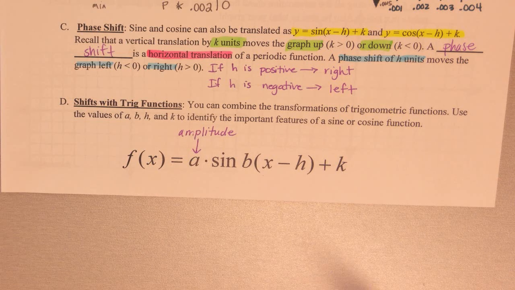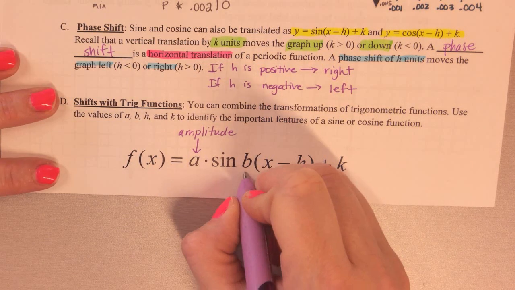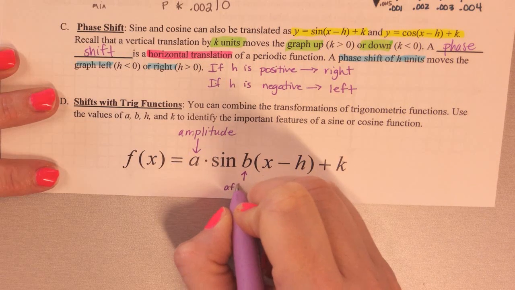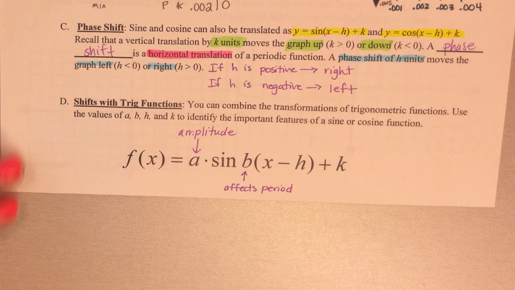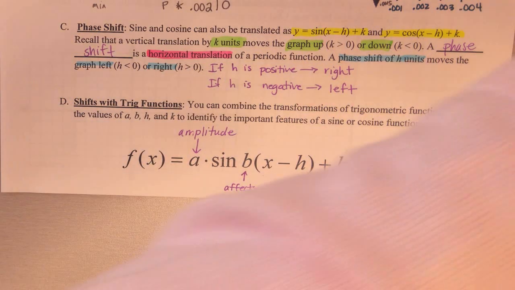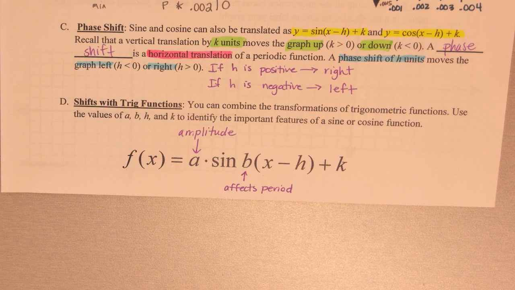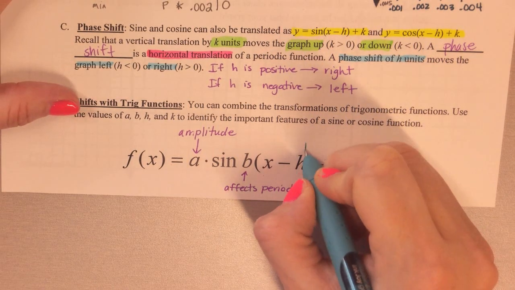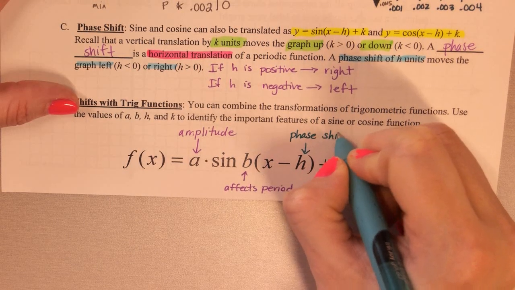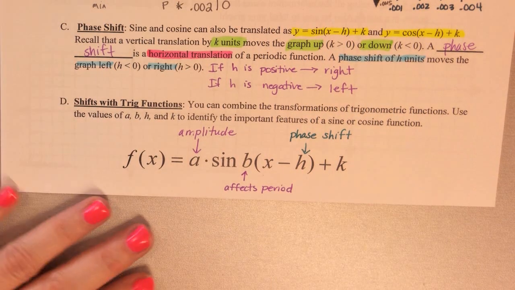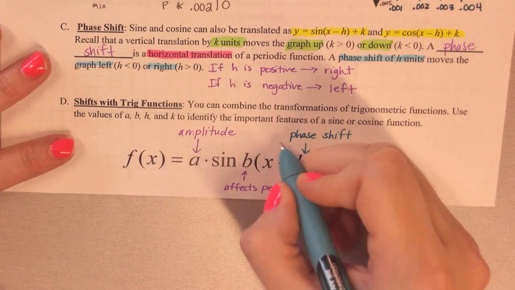Okay, do you guys remember what B is going to affect? Yeah, and so it's going to affect your period. Yep, so it is going to be the horizontal stretch or compression. It's directly related to the period of your graph. Okay, now this H, it is the same thing as a horizontal translation, but this is what we are referring to as the phase shift.